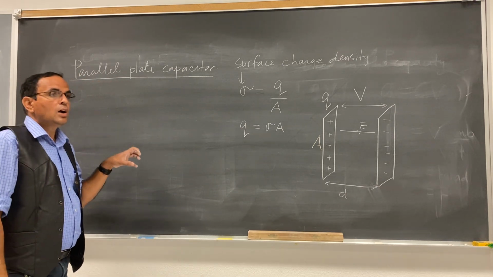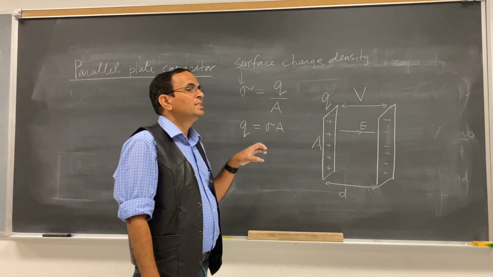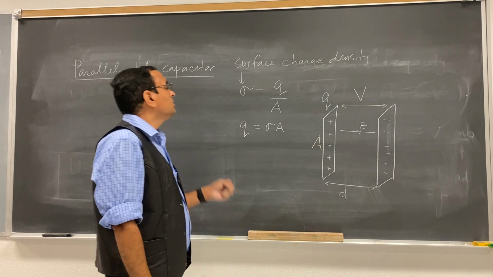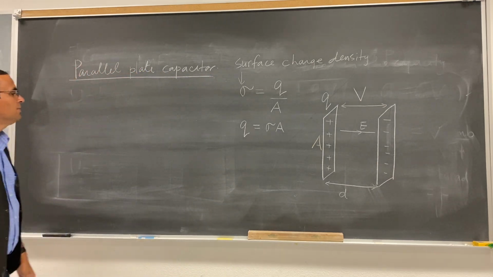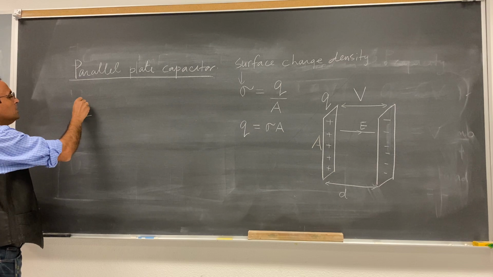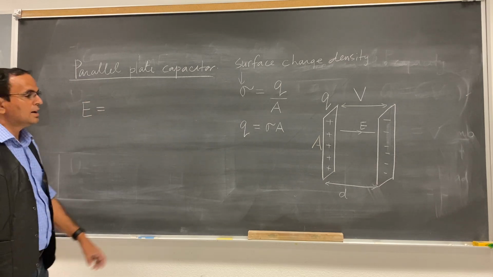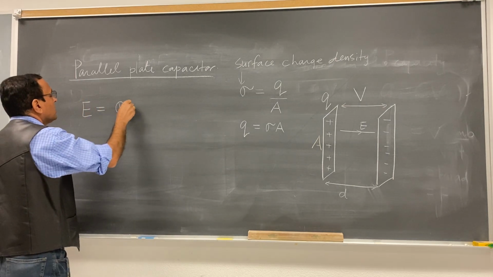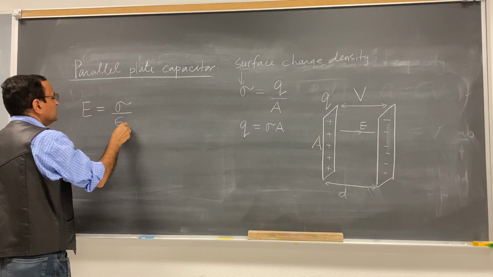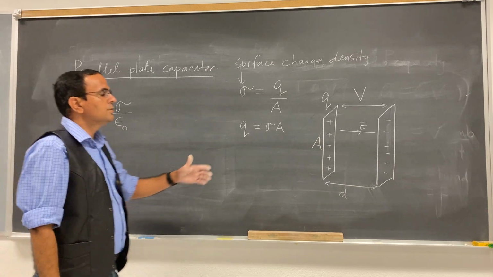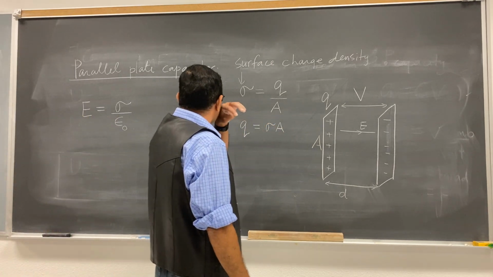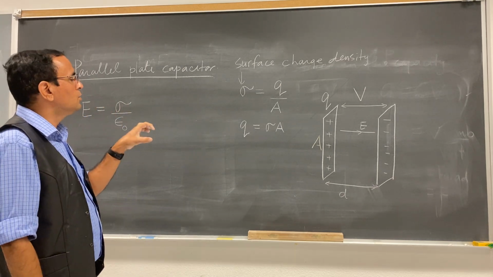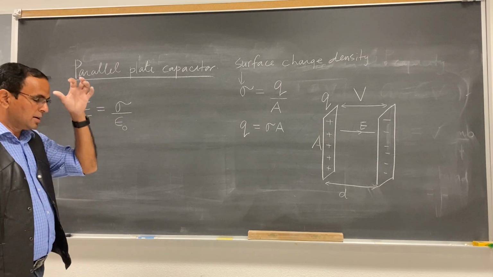In our previous lectures, we talked about the Gauss law. From Gauss law, the electric field E due to the charged conductor plate is sigma divided by epsilon 0. Here the electric field is sigma divided by epsilon 0. But our goal here is to calculate the capacitance of the parallel plate capacitor.